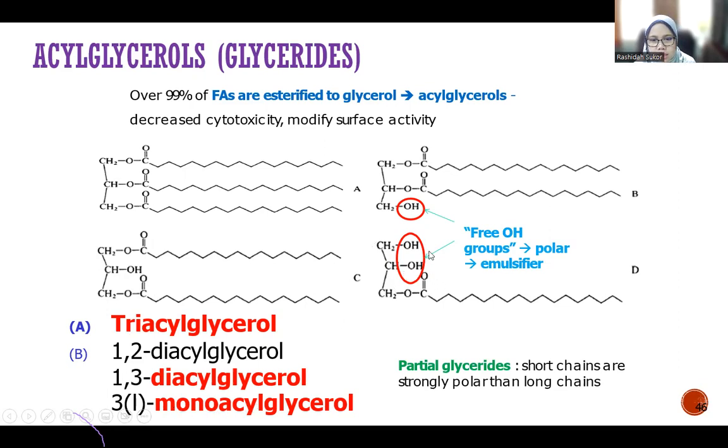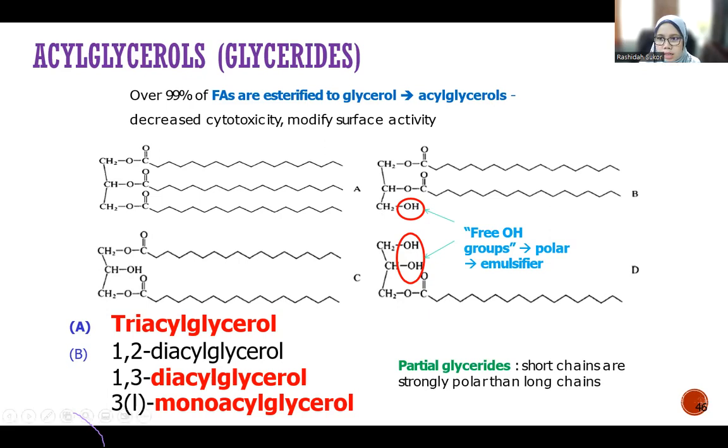So that means if you have glycerides, the acylglycerol that does not have a full fatty acid of triacylglycerol has the OH. So this is one OH, this is one OH, this is two OH. So these OH groups contribute to the polarity of the acylglycerol, and this can be a good emulsifier. What does emulsifier mean? When do you use emulsifier? What is the function of emulsifier? Anybody know?